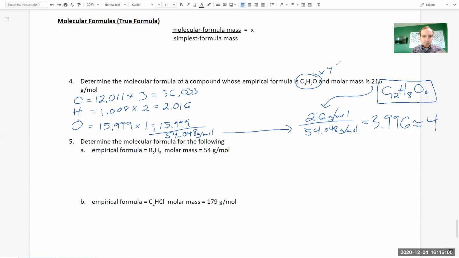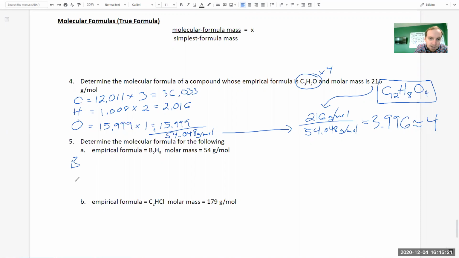Okay, let's try number 2. So they gave us the empirical formula as number 5, B2H5, and the molar mass is 54. Again, that molar mass does not relate to that. Okay, that's a different molar mass. I know it's a little confusing. They're not giving us the answer. They're just giving us the information we need to get to the answer.